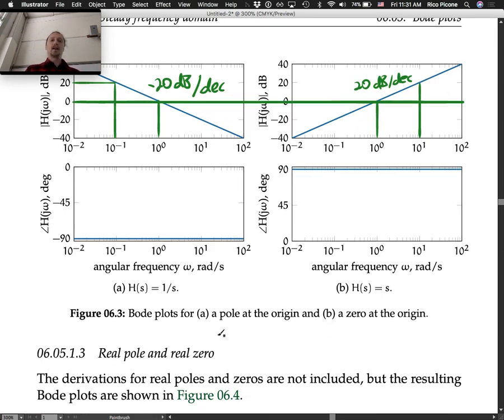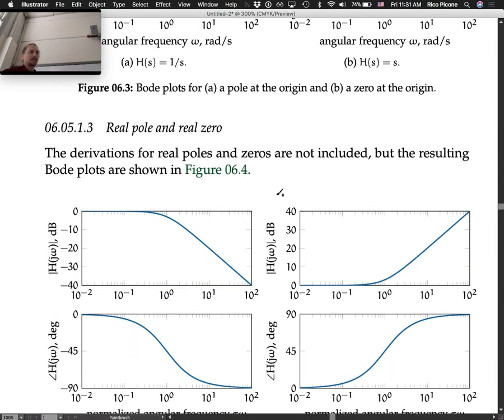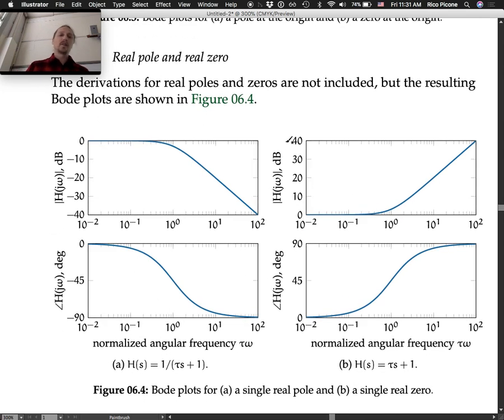Okay, excellent. So real pole and 0 is the next one. The derivations for real poles and 0 are not included, but the resulting Bode plots are shown in figure 6.4. So I didn't go through the derivation of these. It's not hard, but our takeaway is we get how to find them. We just have to plug in S equals j omega, find what the magnitude is, find what the phase is, take the dB, and plot it.